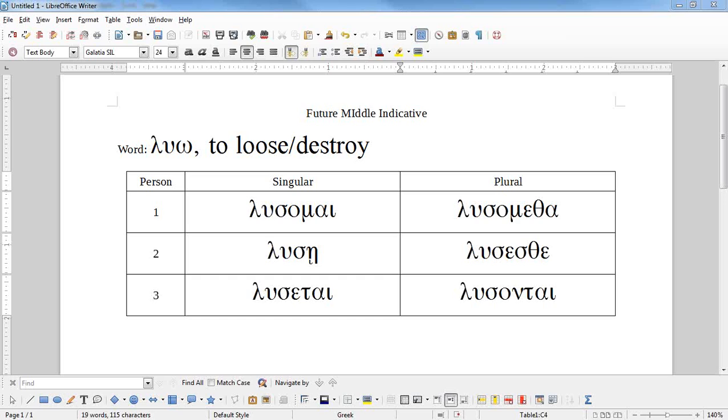Okay, and we're almost running out of time. So why don't we just read these forms, and then I'll tell you guys what I'm expecting you to do, and then we'll go from there. Okay. So first person singular is lusomai. Lusomai.